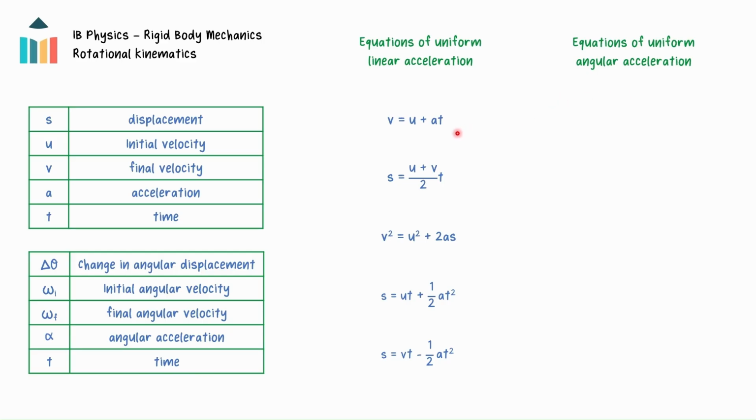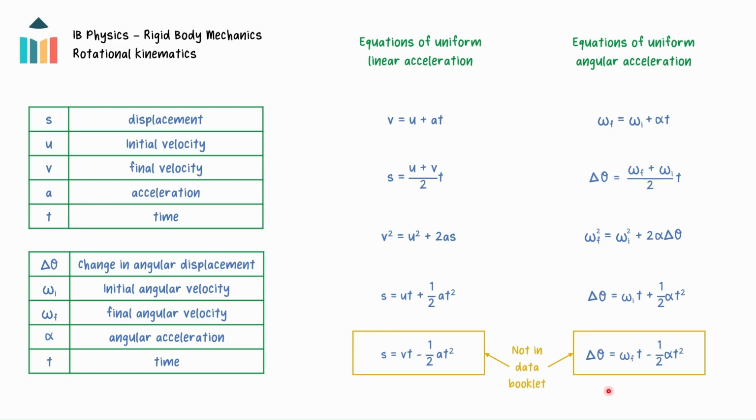Substituting the analogous angular variables into the equation v equals u plus at, we get omega f equals omega i plus alpha t. We can then do a similar substitution to the other four equations to get the equations of uniform angular acceleration. These last equations aren't in the IB data booklet, so it's useful to either memorize them or learn how to derive them.